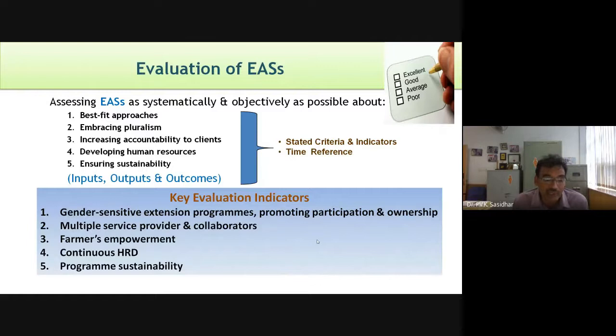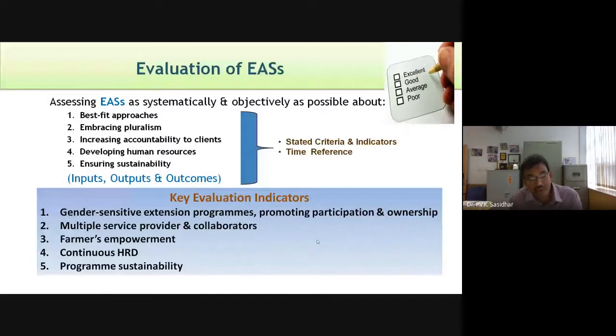There are multiple key players in extension delivery. Then increasing accountability to the clients, developing human resources, ensuring sustainability. These are some of the indicators I listed out, and you can add some other indicators also, against stated criteria, indicators, and time reference. When you talk about evaluation, some criteria are required. These are the criteria, like whether it is a best fit approach, embracing pluralism, increasing accountability to the clients, developing human resources, and ensuring sustainability. And each of these criteria has indicators as listed below.